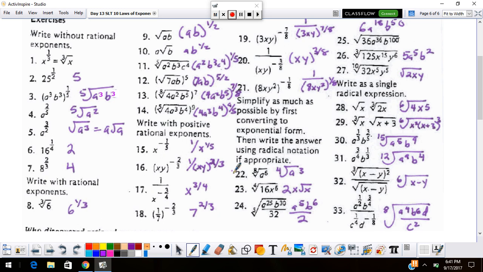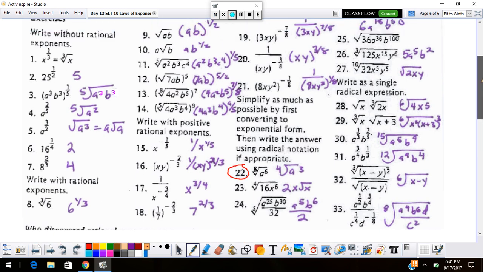Alright, I'm going to just show you what I mean with number 22 by reading the directions. Number 22, the directions say simplify as much as possible by first converting to exponential form. Then write the answer using radical notation if appropriate. So if I've got the 8th root of a to the 6th, to the 1/8 power, now I'm going to have a to the 6/8, and I can reduce that fraction by 2, because 6 divided by 2 is 3, and 8 divided by 2 is 4. Boom. And so now that's how I got to here.